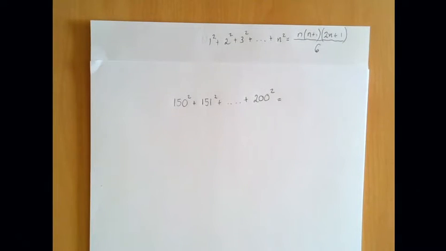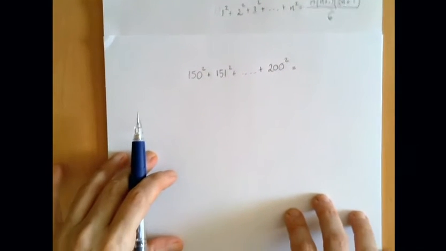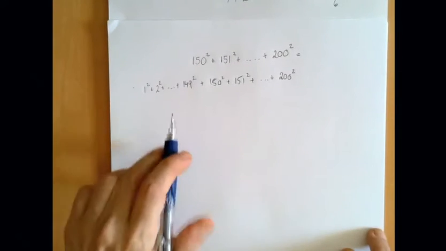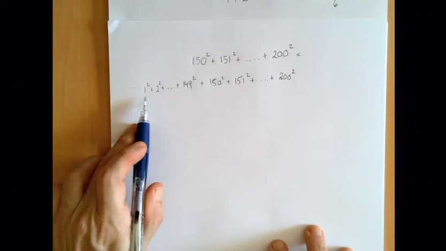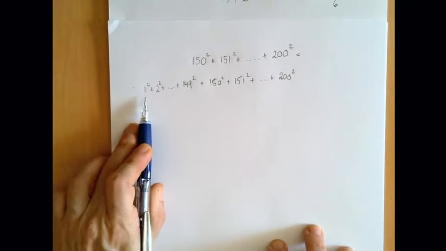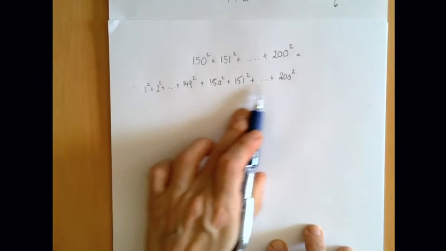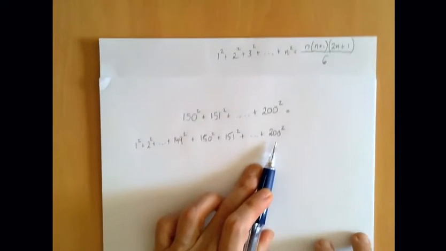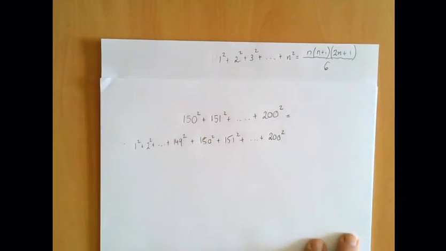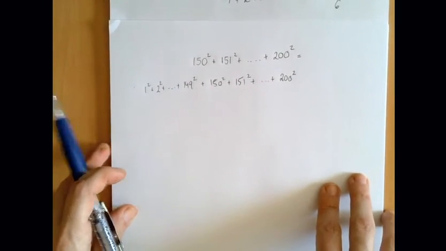So here is the trick. We're going to think of this as follows. Now this we could find, right? If this started with a 1 squared, and so on, then we could apply this formula where n is 200. That's good news, but that's not our problem.